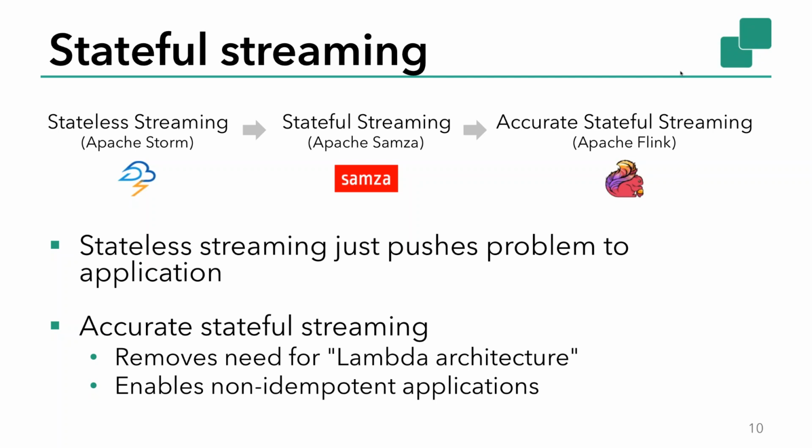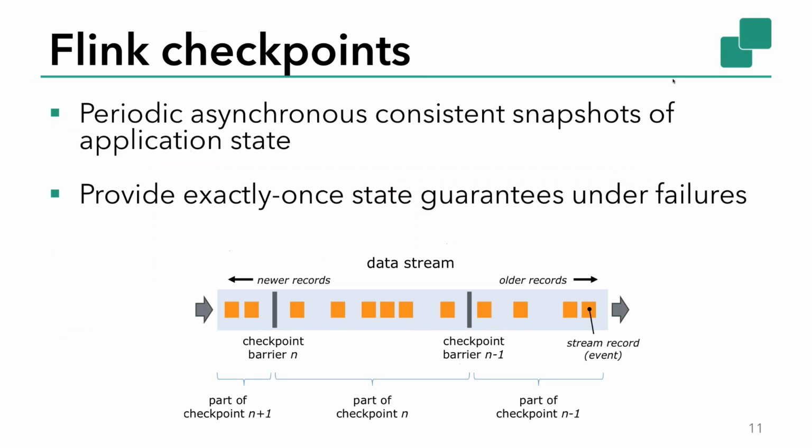What Flink provides with accurate stateful streaming is that we no longer need this Lambda architecture. We no longer need an extra layer that will produce the accurate results. A streaming layer can do that, and basically you get a lot more tools to develop your application. So you don't have to worry about keeping state and removing duplicates in the application. You just get much richer tools to develop applications. The way Flink does that is with a mechanism called checkpoints.